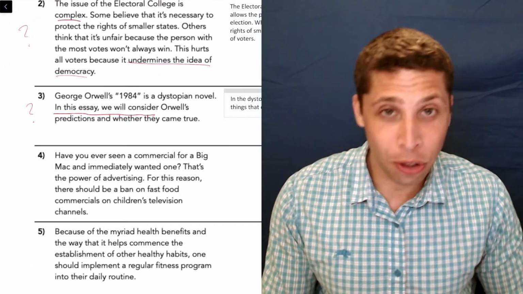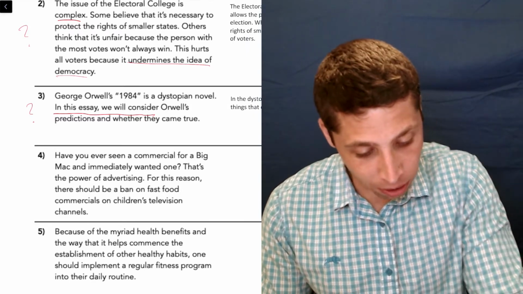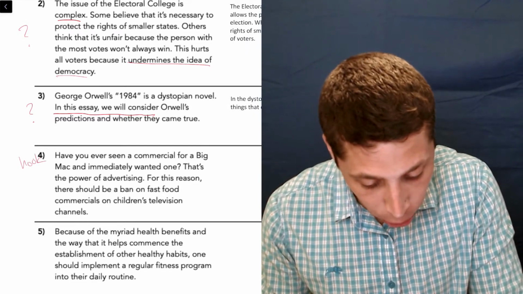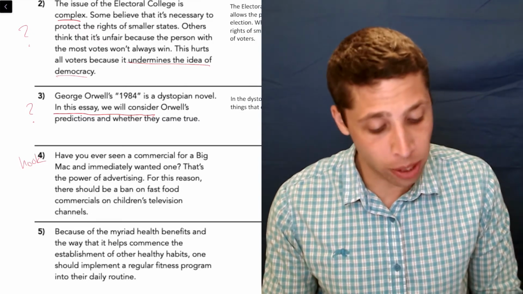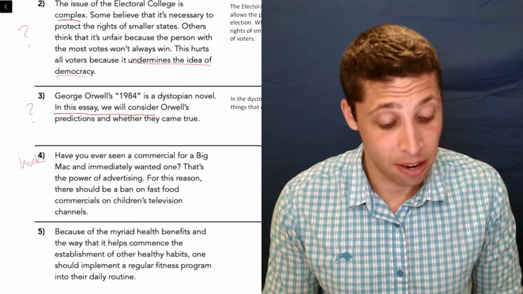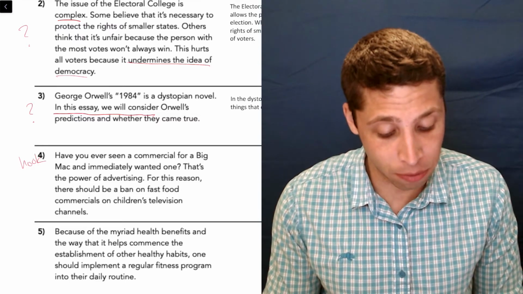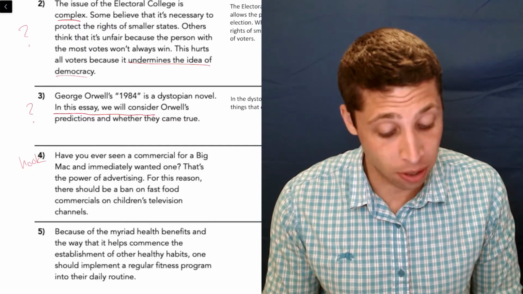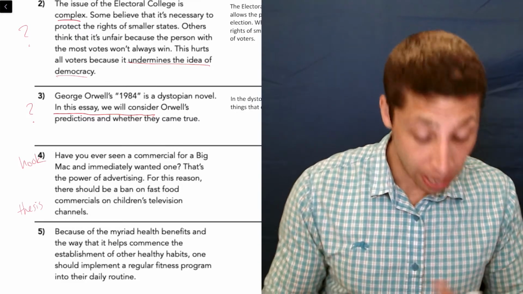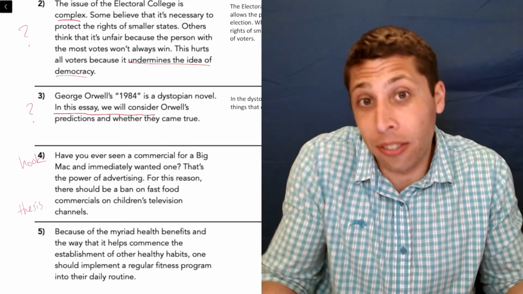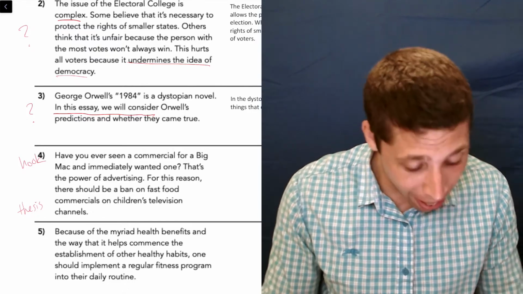All right, number 4 is doing what we are also taught to do. It's including a hook. "Have you ever seen a commercial for a Big Mac and immediately wanted one? That's the power of advertising. For this reason, there should be a ban on fast food commercials on children's television channels." Well, this does a lot of good things. We've got a thesis, and we've got a hook that is fairly interesting. I don't think this is a bad hook.